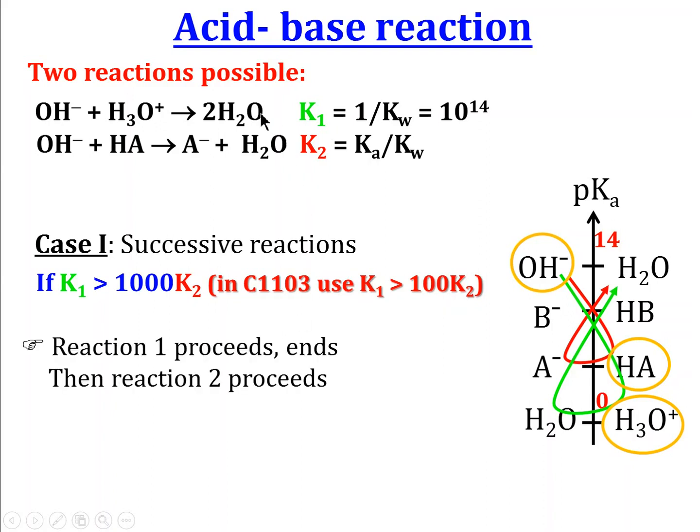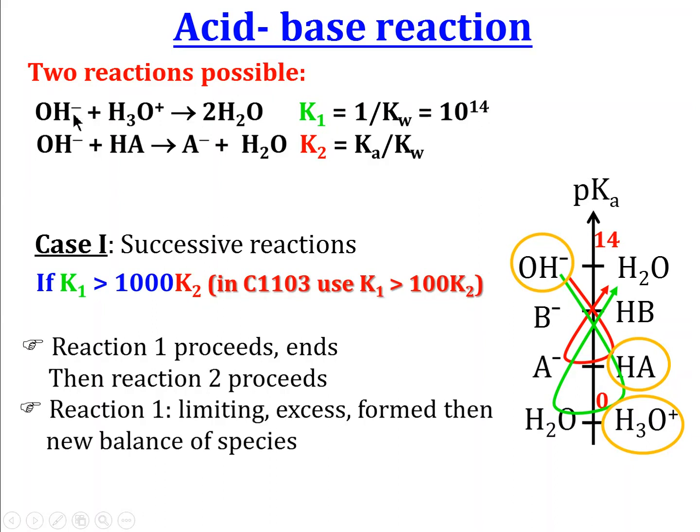So reaction 1 proceeds, and then reaction 2 proceeds. So we have to work first on reaction 1 to find which is limiting and what is the excess and what are the products formed. So after we study reaction 1 and we do all calculations, we have to determine what are the new species present. So we have to do a new balance of species. Then we proceed to reaction 2.